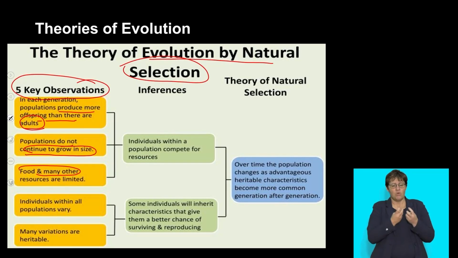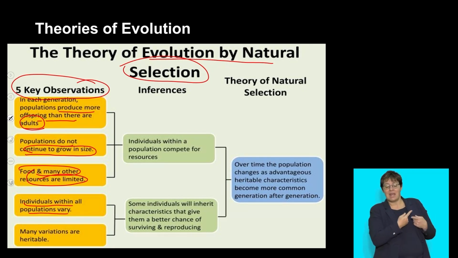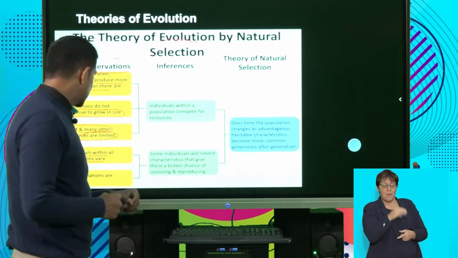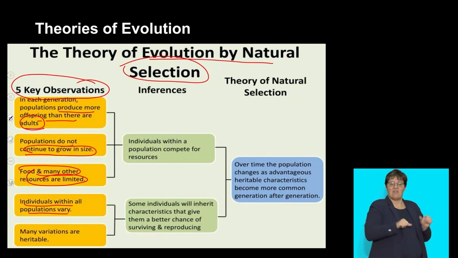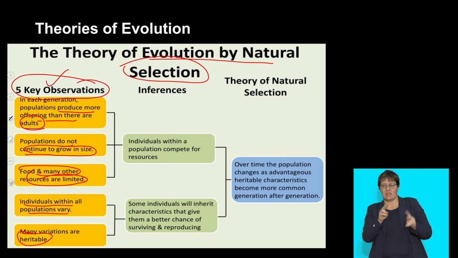Food and many other resources are generally limited in the population, meaning that generally there's some kind of competition for food. And this means that individuals within the population also have characteristics that make them different. Those individuals that are different sometimes have a better chance at surviving. And if they do survive, they then pass down those variations to the next generation. And so that's the key observations around natural selection.